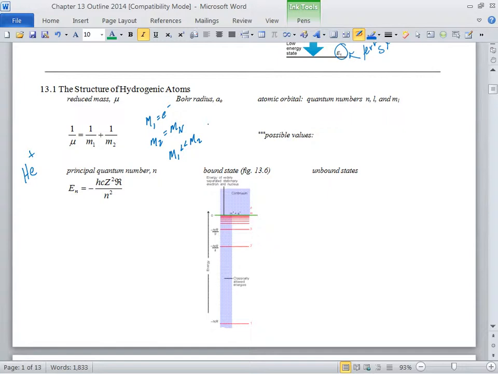The reduced mass then really comes out to be what? Surprisingly, I think it's M1. The reduced mass is M1. M1, we said, is the mass of an electron. In these problems, reduced mass is just the mass of an electron. Well, why are we talking about reduced mass in the first place?